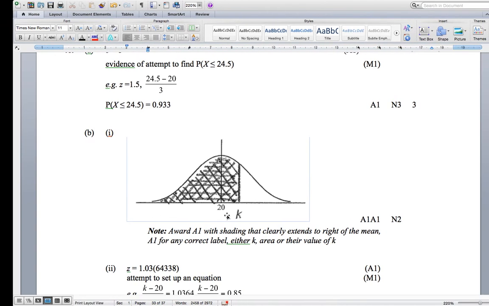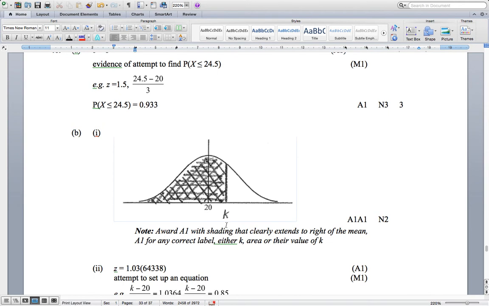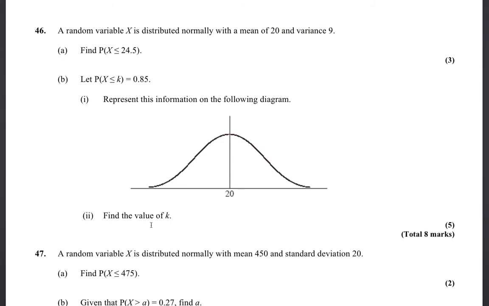Okay. So there are 2 marks for this question. 1 mark is awarded with shading that clearly extends to the right of the mean. Okay, that means this part till here, right of the mean. And 1 mark for any correct label, either k or area or the value of k. Okay, fine. Now, next one is find the value of k. Okay, here the area is given.